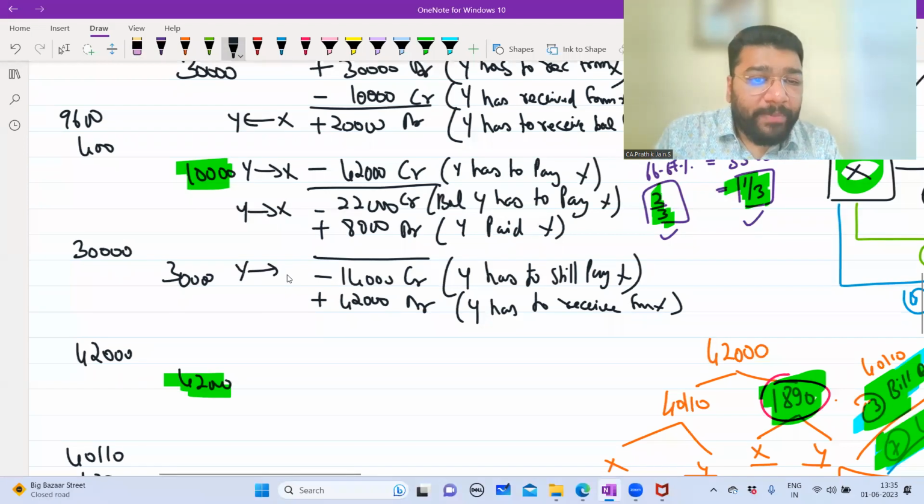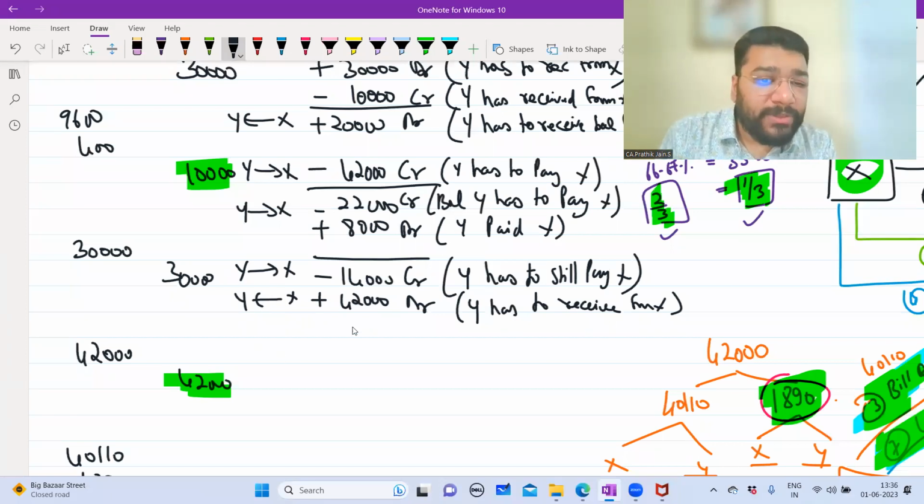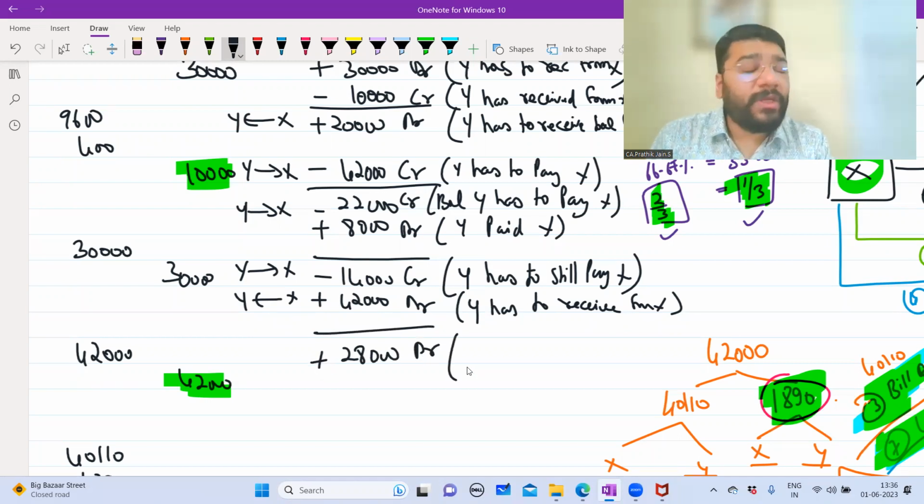Y has to pay to X. Y has to receive from X. Y has to receive 42 and Y has to pay 14. From 42, 14 that I have to pay, I'll minus, and balance how much receivable? 28,000 is the balance receivable from Y. Sorry, from X.